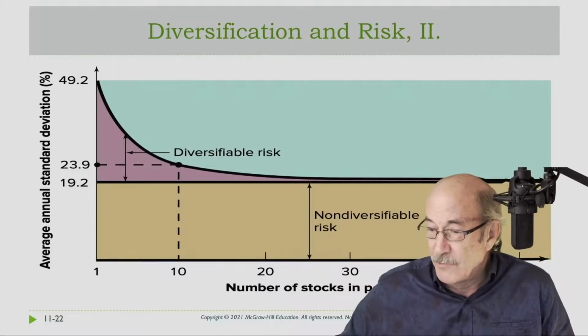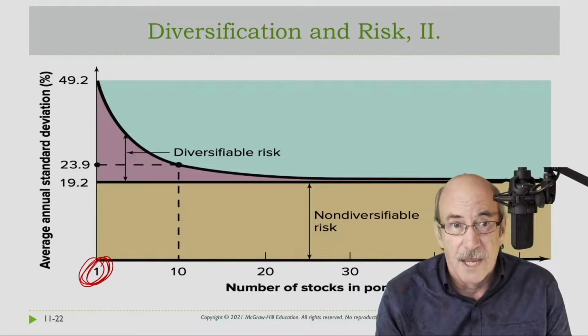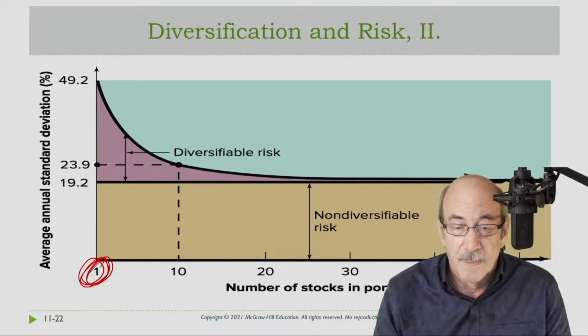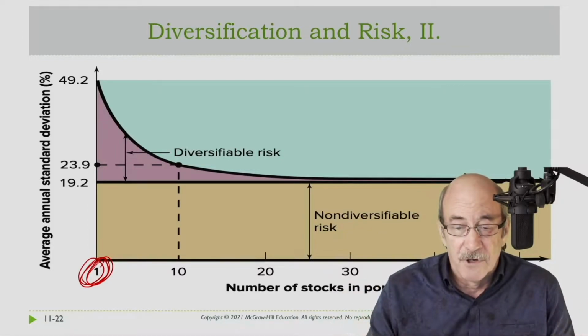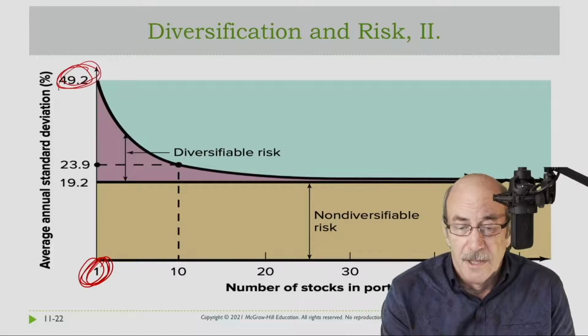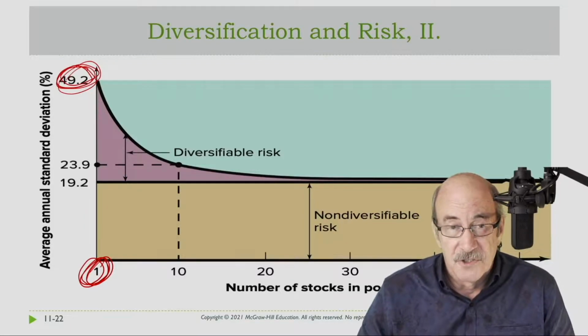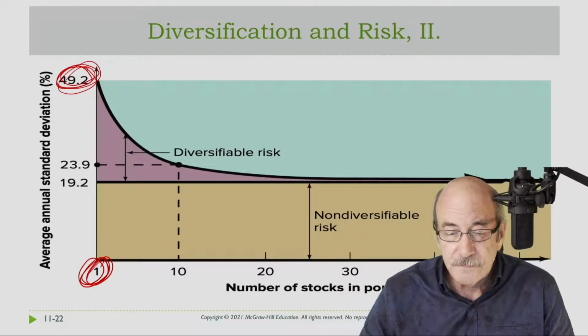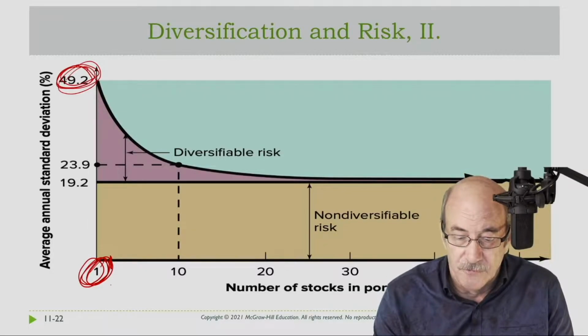But basically what we're doing here is we're starting off down here with a single firm, and we're calculating the risk. We do that with another single firm, and we calculate the risk. And we do that with another one, and we kind of come up with an average of the risk. And that happens to be up here at 49.2% standard deviation.